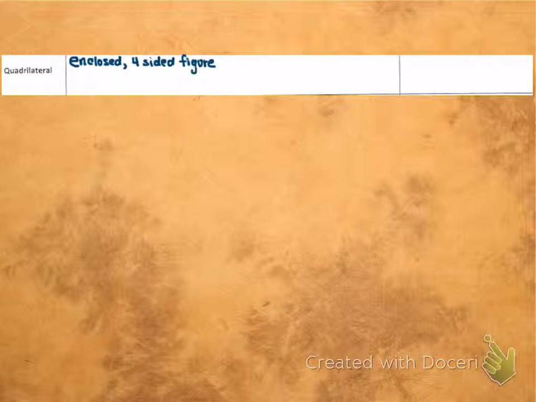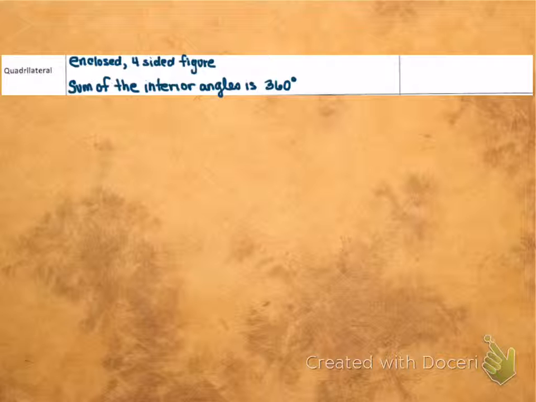And we need to, for measurement purposes, know that the sum of the interior angles is 360 degrees. So if we measured all the angles inside the shape and added them together, we would get 360 degrees. Then we want a quick sketch of a quadrilateral. Again, it doesn't have to be anything fancy, just a four-sided figure. So just sketching any four-sided figure there is fine. And then we'll move to parallelogram.